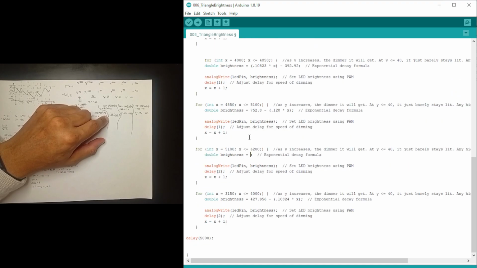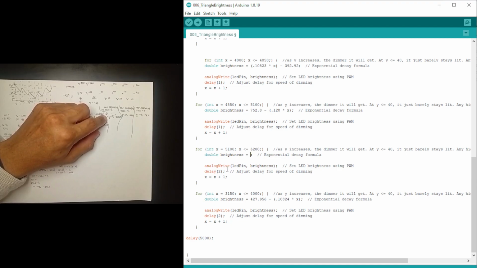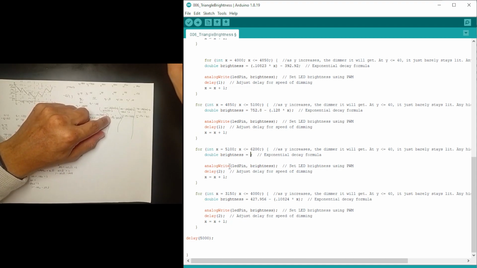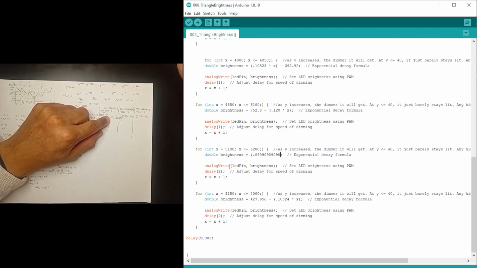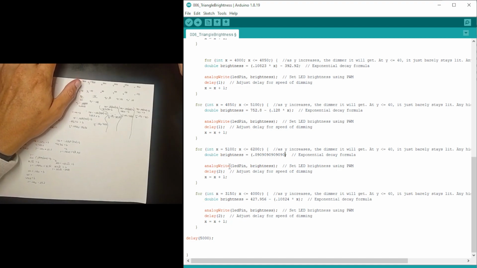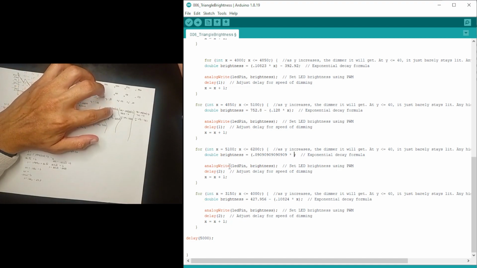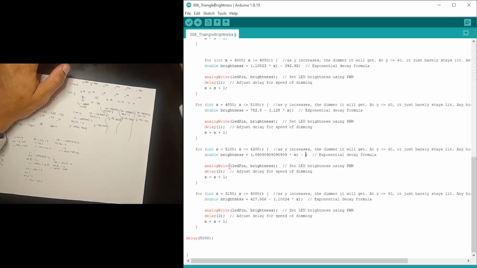4850, 4850 to 51, 51 to 62. Okay, I'm gonna need another one. For 62 to 67. Yeah, okay. 51 to 62 is the 8's, y equals 0.09 times, what is that? X minus 363.63 repeating.